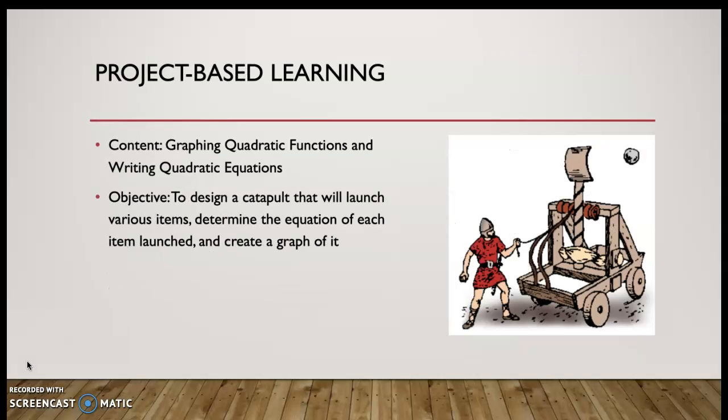The first example that I'm going to use is project-based learning. Both of these result with the content at hand of graphing quadratic functions and writing quadratic equations. In this project-based learning topic, we're going to be creating our own catapult. With the catapult, we are going to launch various objects, graph the equation of each launch, and try to determine what quadratic equation we get from each of these launches.